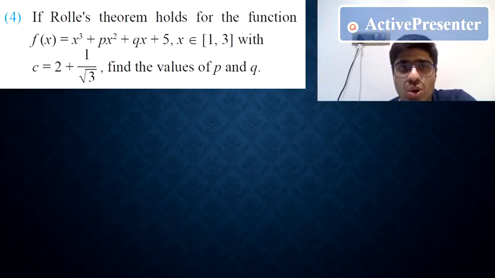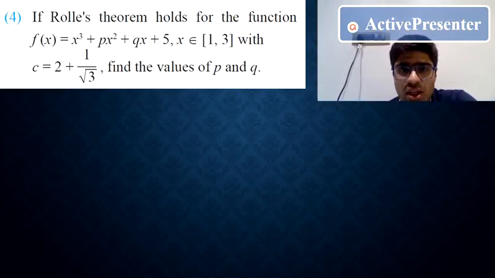If Rolle's theorem holds good for the following function for the given interval, with the value of c being 2 plus 1 by root 3, that means at 2 plus 1 by root 3 the derivative will be 0. Find the values of p and q. So it's quite a simple sum.